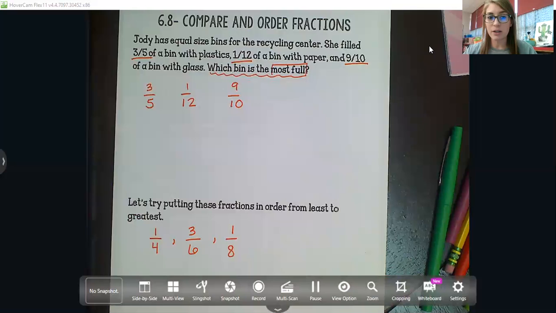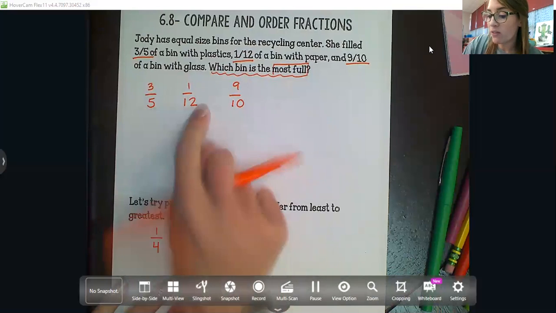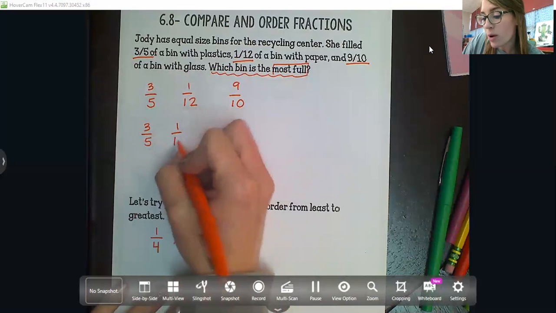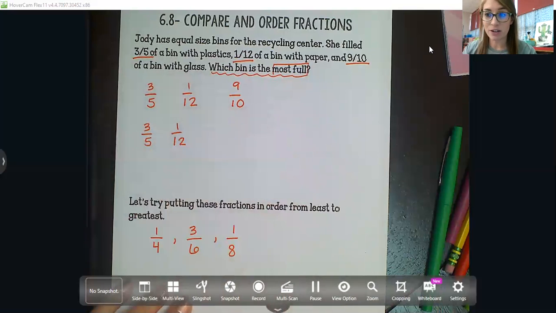Okay, so you're probably right now thinking, okay, Miss Stevenson, yesterday we compared two fractions, now you're having three, so how are we going to do this? We're going to do it the exact same way we did it yesterday. Okay, we're going to start with 2, and then we'll compare with the next one. All right, so let's pick two fractions. Let's start with 3/5 and 1/12. And we'll go ahead and compare these to each other first, okay?